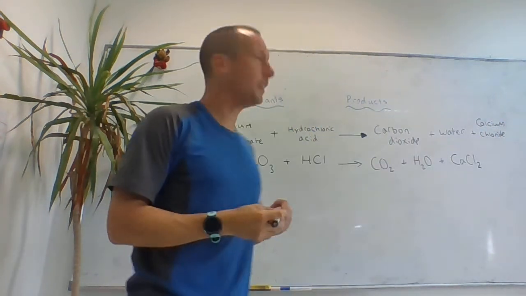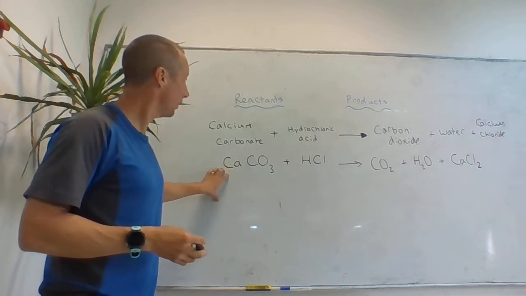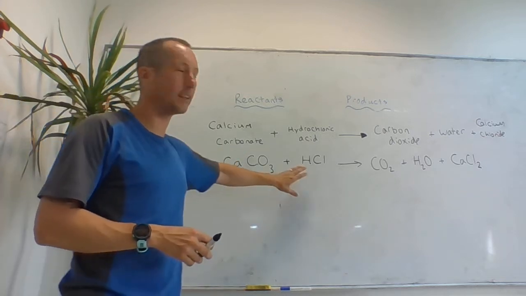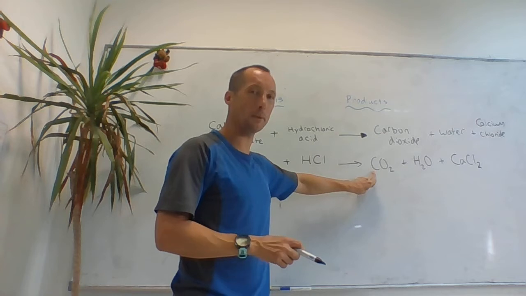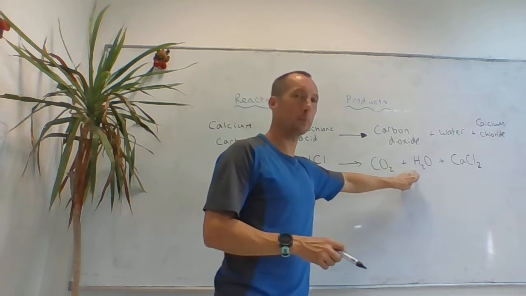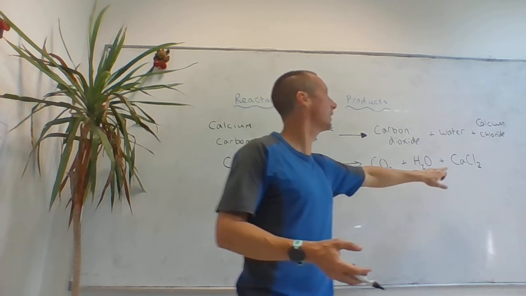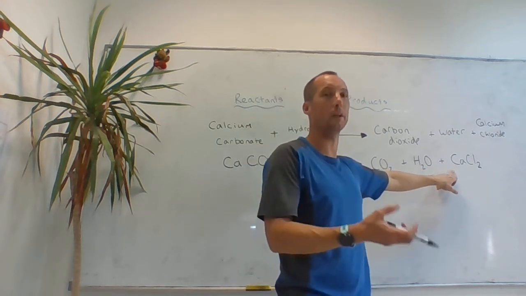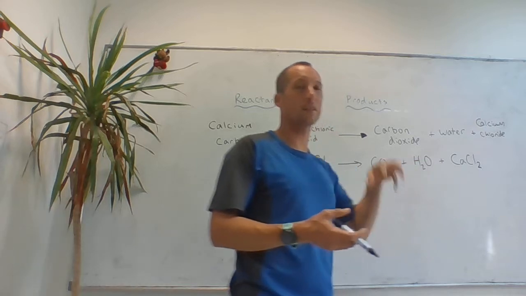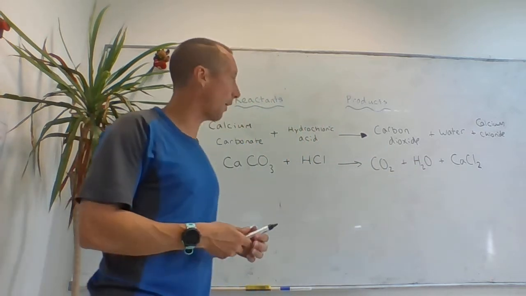Now, when this reaction happens, we're going to put the solid marble chips, the calcium carbonate, into the acid. It's going to produce carbon dioxide gas. It's going to produce water, which is just going to replace the acid in the solution, okay? And it's going to produce calcium chloride, which is what we call a salt, okay? And that's going to be dissolved in the solution, in the water, okay?